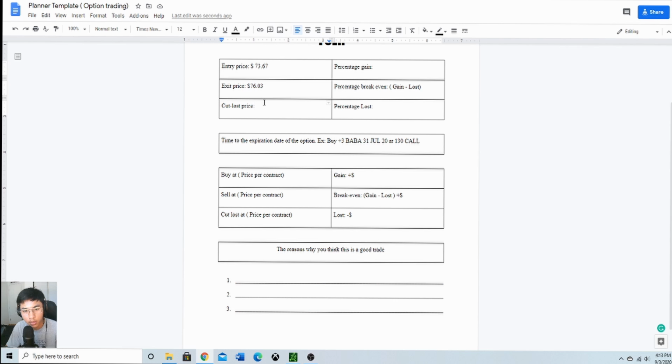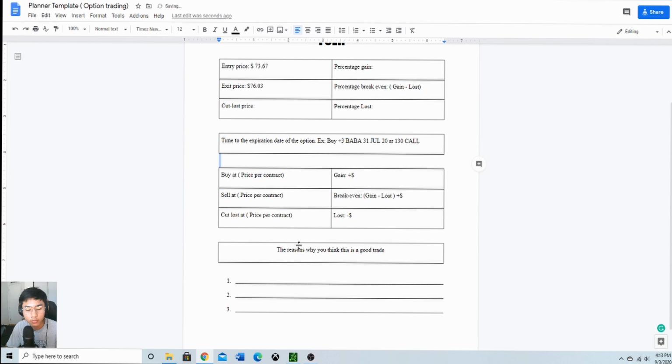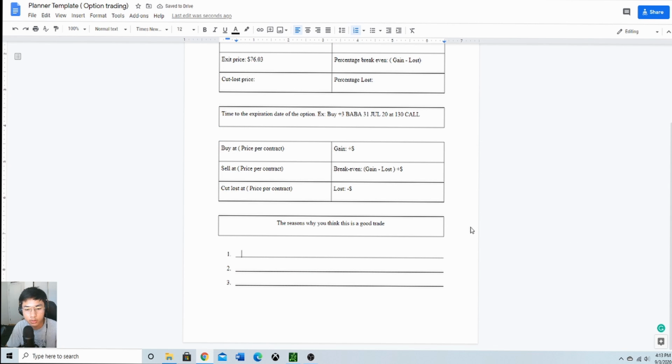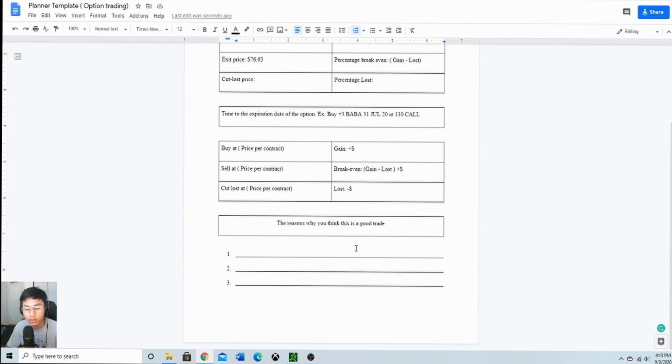And after that, cut loss, do the same thing. Your cut loss, same thing. Okay, and after that, write your reasons, because I write my reasons. The reasons you're going to make this trade, like, I'm going to enter this position because it's a breakout pattern, the price broke out of the SMA line. Whatever your strategy is, just write out the reasons after you fill this out, and the percent to sell at a price.